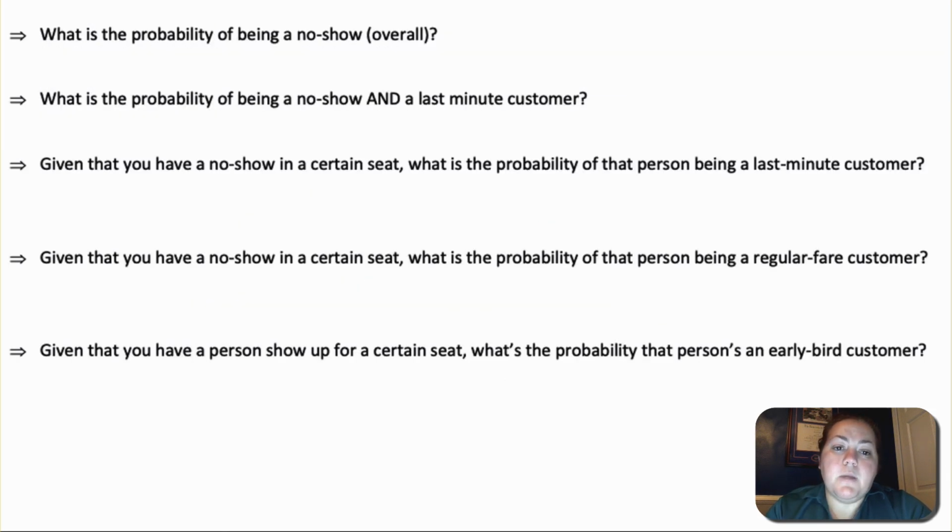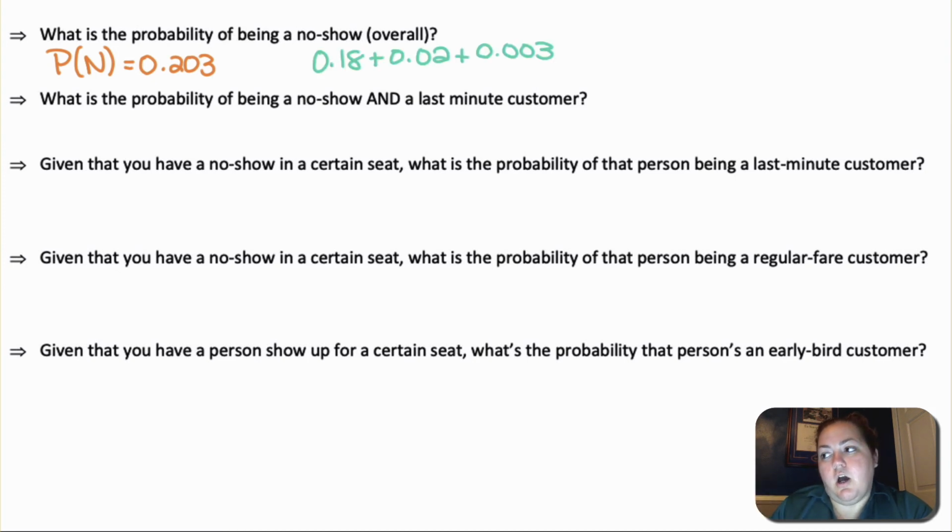What is the probability of being a no-show overall? So I'm taking all of those no-show probabilities and adding them together. All right, so all of the ones that included no-show, and adding those final branches. What is the probability of being a no-show and a last-minute customer?